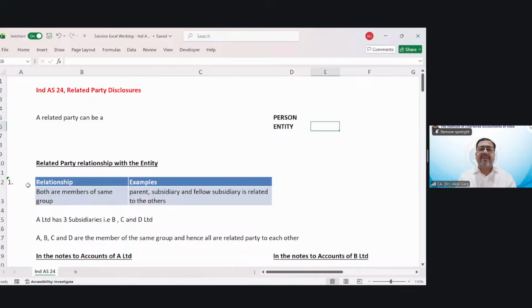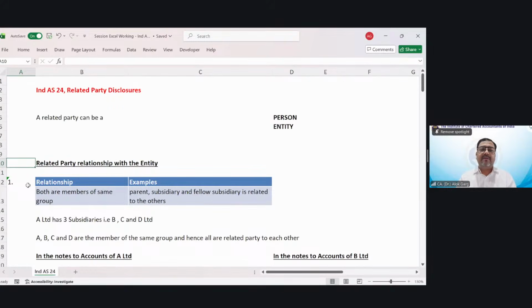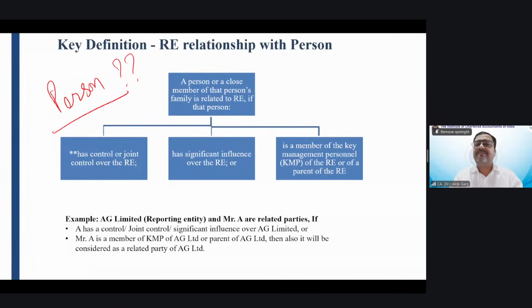Friends, we discussed that a related party can be a person, and a related party can be an entity. In my Word file I have not covered the person part, I have covered the entity part. Let's cover the person part from this PPT. A person or a close member of that person's family.